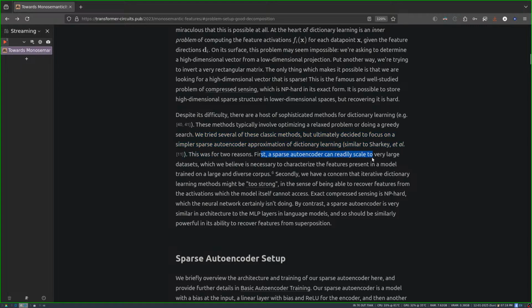First, a sparse autoencoder can readily scale to a very large dataset, which we believe is necessary to characterize features trained on a large and diverse corpus. Secondly, we have a concern that iterative dictionary learning might be too strong.